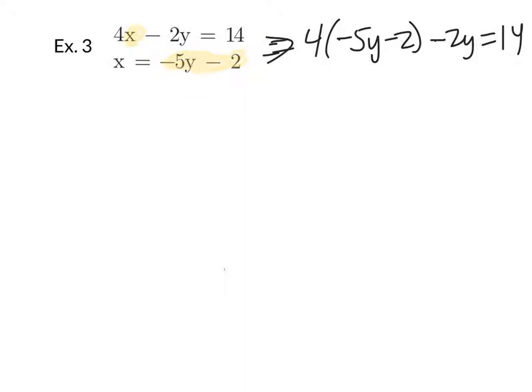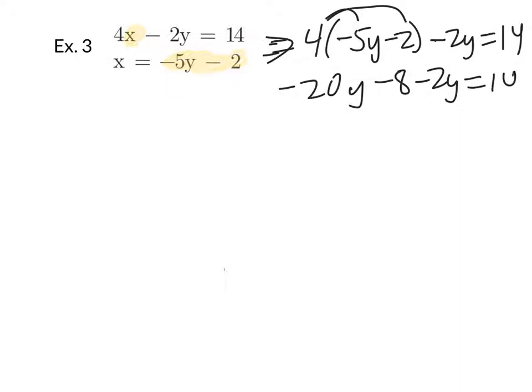Now when you take a look at this equation, do you see that there's only one type of variable? There's only a y. So that means that this equation can be solved for y. So let's do that. We're going to start by simplifying and getting rid of these parentheses. So I'd have negative 20y, and then minus 8 minus 2y equals 14. Let's go ahead and combine these like terms. So we'd have, let's see, negative 20 minus 2 more would be negative 22y minus 8 equals 14.